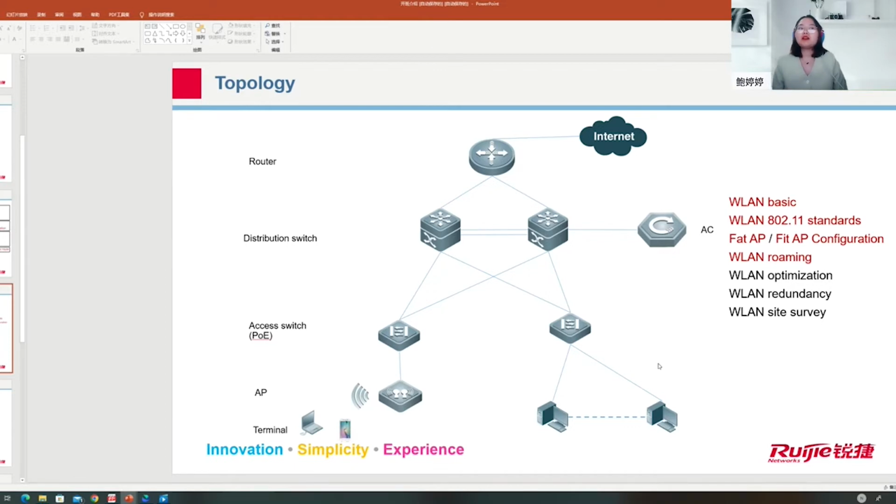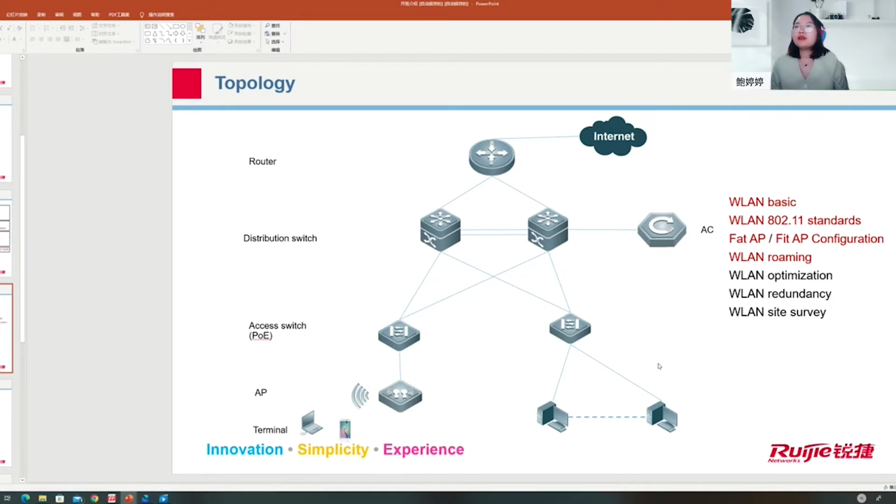And today we will still talk about three parts. If we deploy the AP successfully, we have to do one function we call optimization. We have to make the signal better to improve the experience for the terminal, for the station.